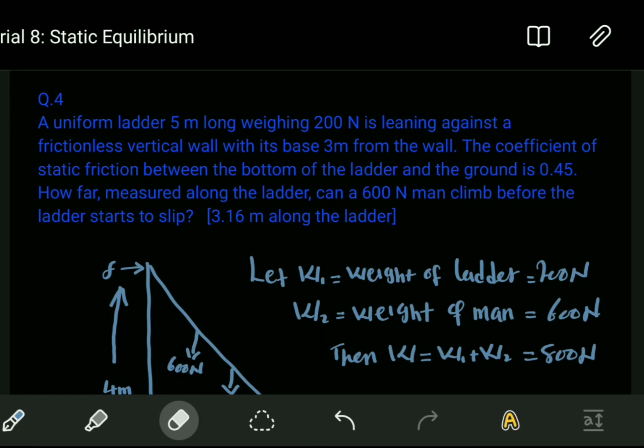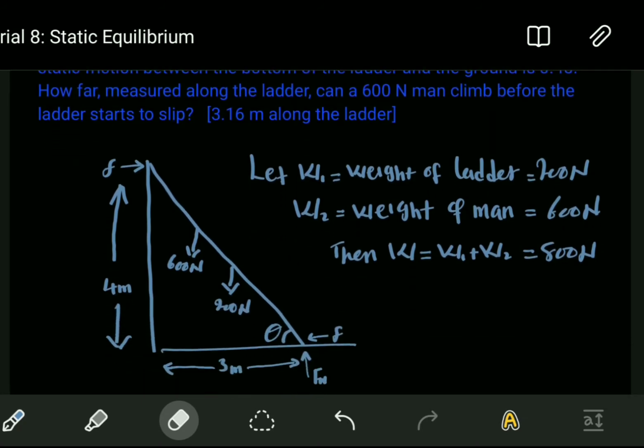Okay, we are given the coefficient of static friction between the bottom of the ladder and the ground to be 0.45. So now let's see how far this guy is going to climb. We assume he is going in that direction. Okay, so we want to determine this distance, the distance he is going to cover just before the friction is overcome.